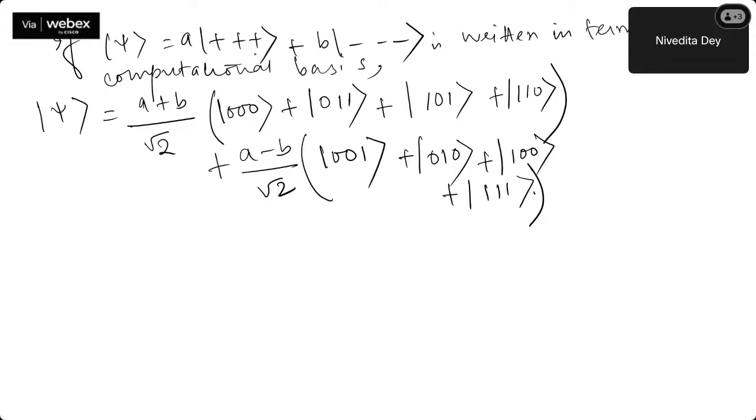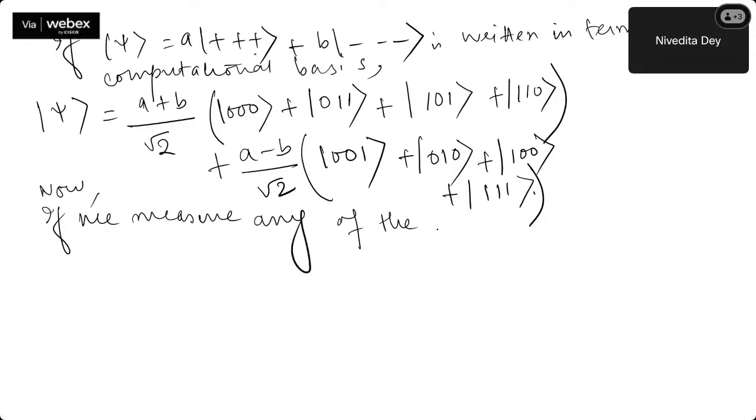So now we measure any of the qubits. Any one qubit we want to measure in the computational basis. So now if we measure any of the qubits out of the 3 qubits in a computational basis state, then what will happen? What will happen? It will be in this way.